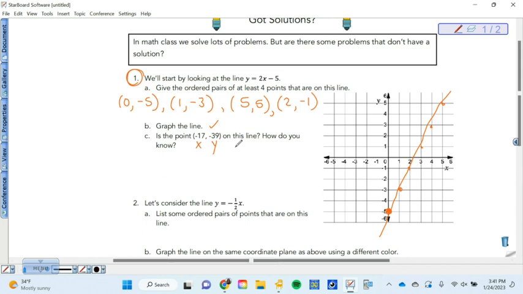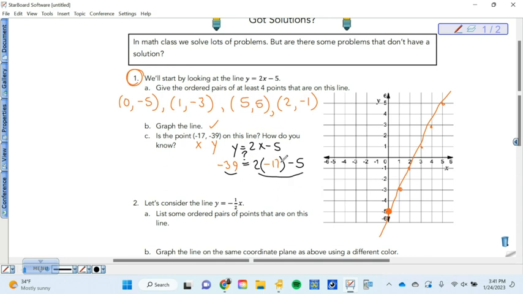Perfect. So I take my equation, y equals 2x minus 5. I'm going to plug in negative 17 for x and negative 39 for y. So again, negative 39 equals 2 times negative 17 minus 5. And what I'm doing, I'm not solving, I'm checking to see, is this side equal to that side? That's what I'm checking for.